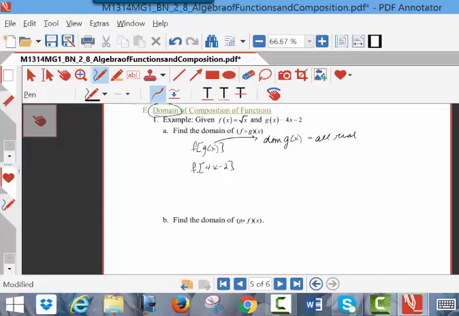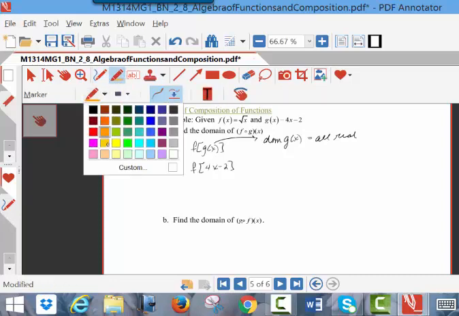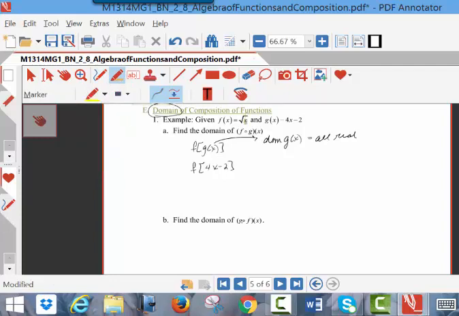So that means go to where the f function is and replace that x with that stuff in the square brackets. So this would be the square root of 4x minus 2. Okay, now we got to talk about this.